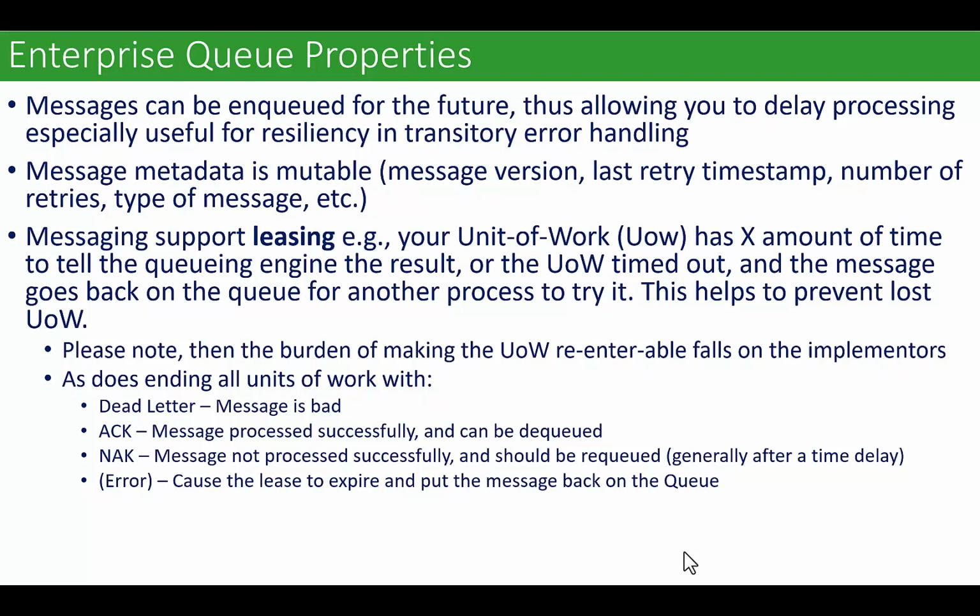The second is that message metadata is mutable. So every time you process the message, you can update its metadata. You can update something like the message version, the last retry timestamps, retries, type of message, and whatever. And that's very useful in building these systems because that's a place that you can put state that goes along with the message without having to extend the message's schema.